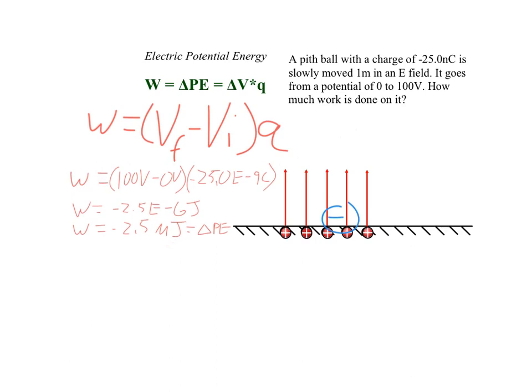To answer that question, think about it like this. If I just took the little negative charge and let it go, it would be attracted towards the positive. It would move towards the positives, but it wouldn't just move at a constant rate. It would speed up. It would accelerate. It would gain velocity. And so that loss in potential energy will become a gain in kinetic energy.